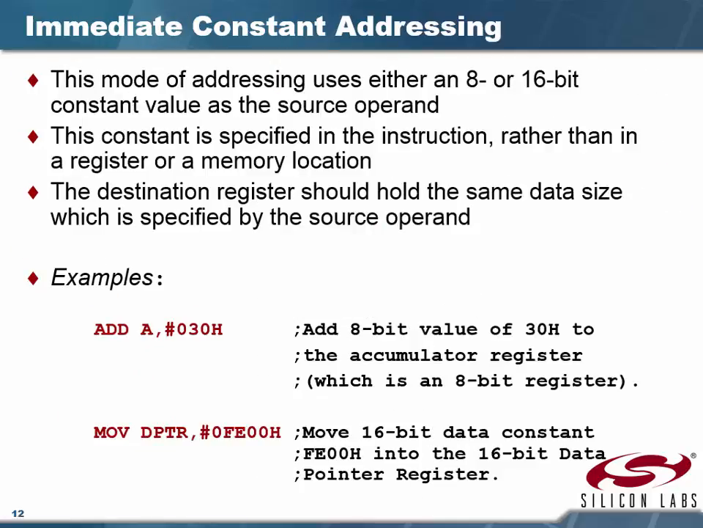Our immediate is actually fairly straightforward. Keep in mind the size of registers if you're doing this. In other words, this is a move to the data pointer, and we're giving it a 16-bit number. Remember, I think I made the mistake earlier: we have to put the 0 in front of anything that starts with a letter. We're moving 0FE00 into the data pointer. Here we're adding 30 hex to the accumulator and storing the result in the accumulator. So the number sign indicates that we're doing an immediate.